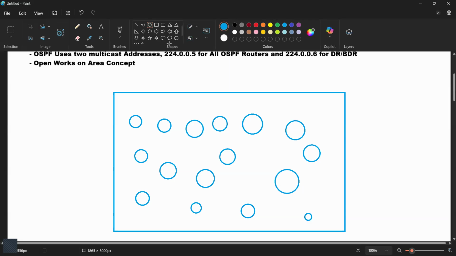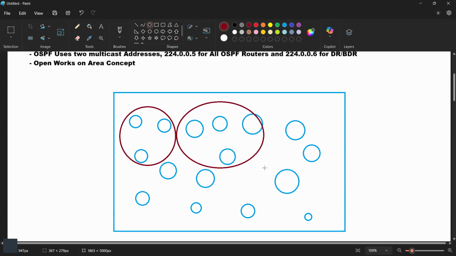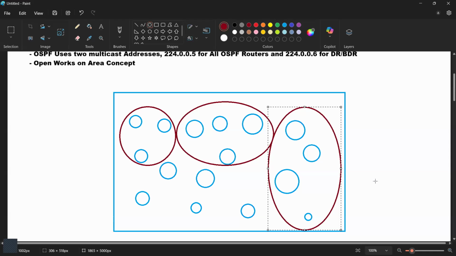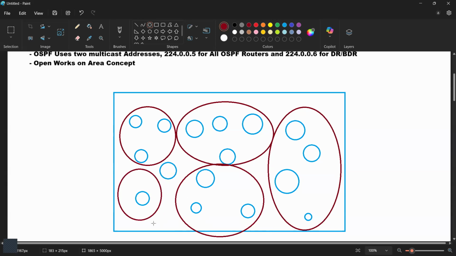So rather than that, what I can do is divide this thing into smaller parts. Let's say these are part of one. This is again one part. This is, let's say, again one part. And let's say these are in one part. Something like this.